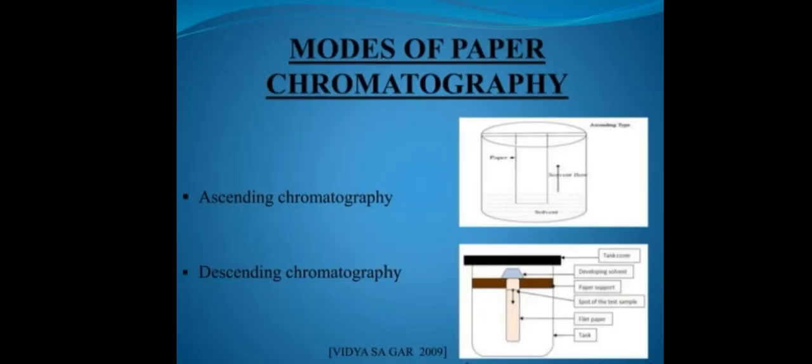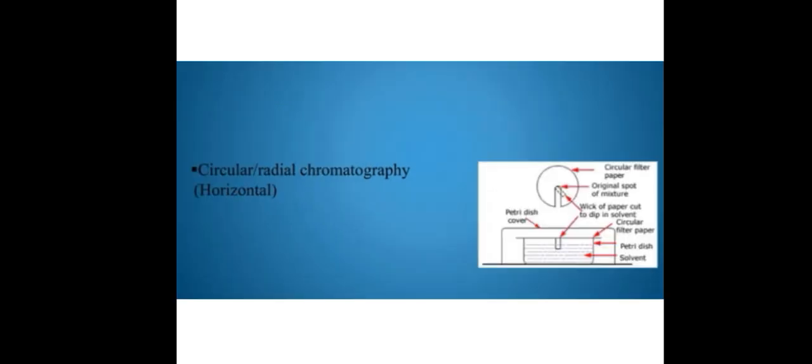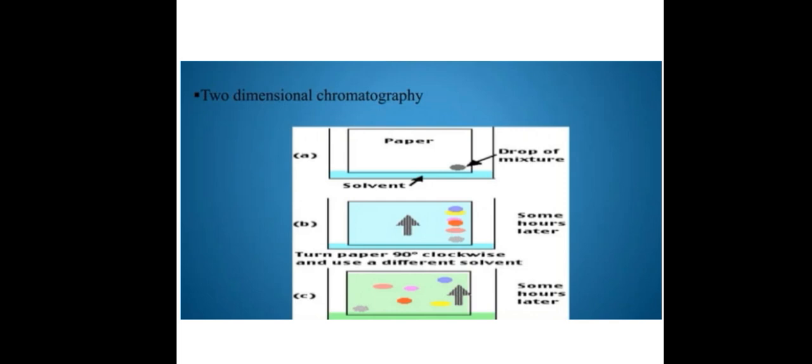Then I describe the different modes of paper chromatography. There are different modes of paper chromatography. First is ascending chromatography, in which the solvent moves upward, and then descending chromatography, in which the solvent moves downward. Then I describe circular or radial chromatography, in which we use a circle-type filter paper. And then two-dimensional chromatography.